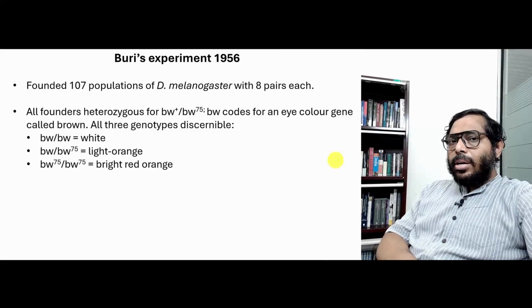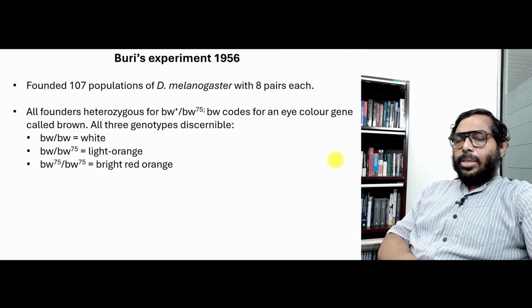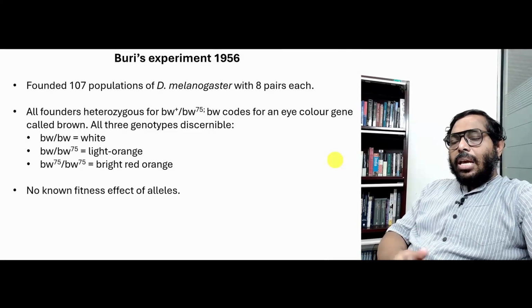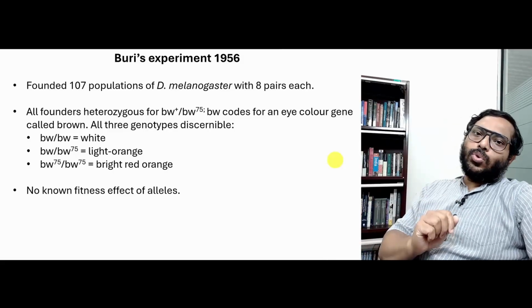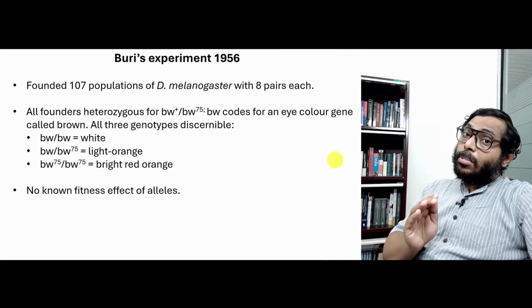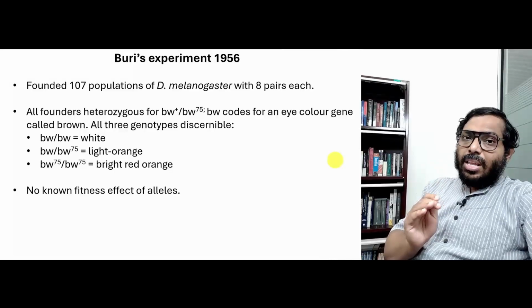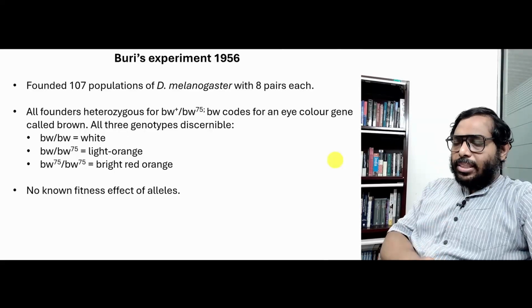The very important reason for choosing this particular gene and nothing else is that there is no known fitness effect of these 2 alleles. Why is this important? Because remember, we are studying drift alone and therefore, we do not want selection to mess things up.